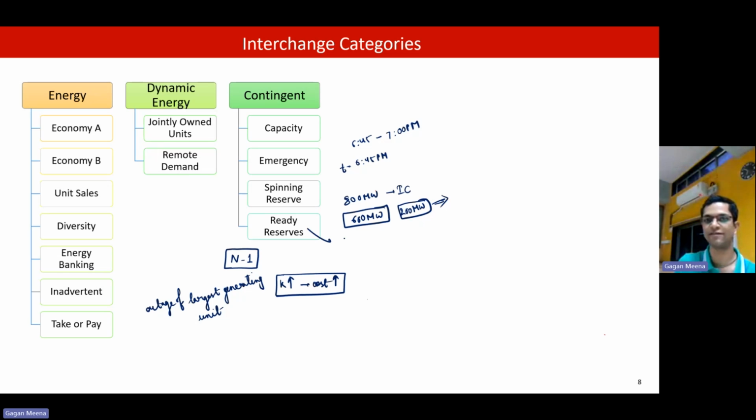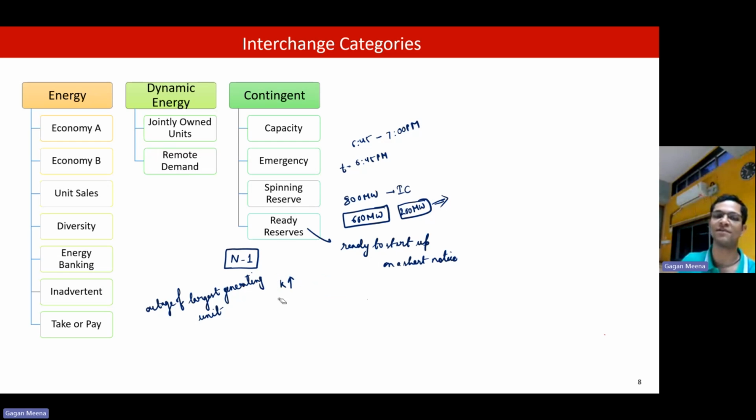Then we have ready reserve. These generators are not on, they are off, but they are ready to generate. All these resources are available in another area, not in the area where the demand is being met. These are generators which are ready to start up on a short notice. Gas generators are a good example of these kinds of resources.